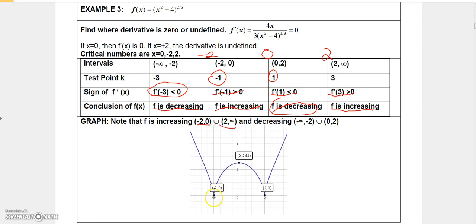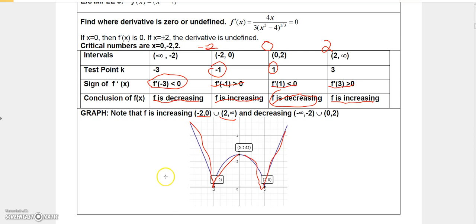So the function is increasing on negative 2 to 0 and 2 to infinity. And you can see that here's negative 2 to 0, and there's 2 to infinity. And then the function is decreasing on negative infinity to negative 2, which would be this piece, and also decreasing on 0 to 2, which would be this piece right in here. Okay? So again, the graph should support our findings.